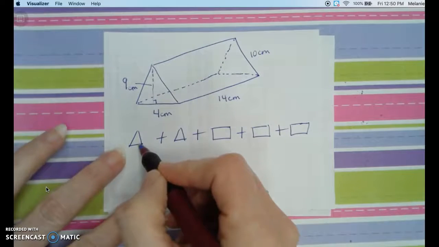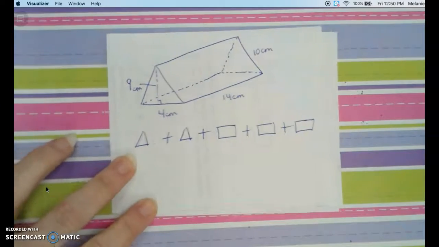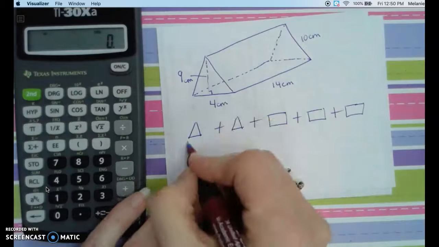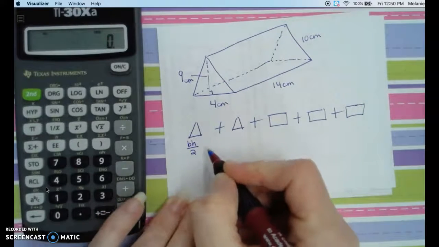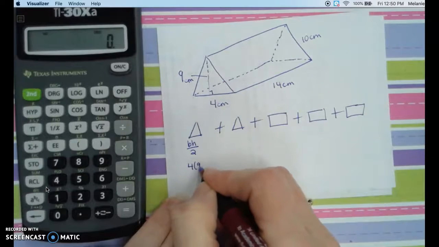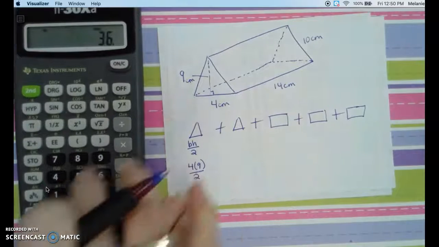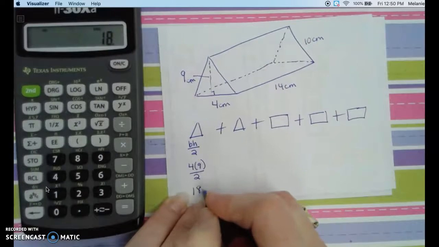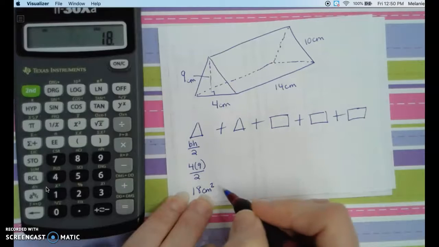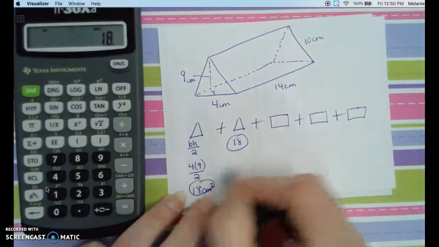So let's do the triangle first. The good thing is both triangles are the exact same size. So once I find one, I've got both of them. So we're going to do base times height divided by 2, because that is the area of a triangle. So the base is going to be 4 and the height is 9. So 4 times 9 divided by 2. You can probably do that in your head, but just in case, we can always punch it in the calculator. So I should be mathematically correct and put my unit of measure, which would be square centimeters. So this one's going to also be 18. So I got 18 and 18.